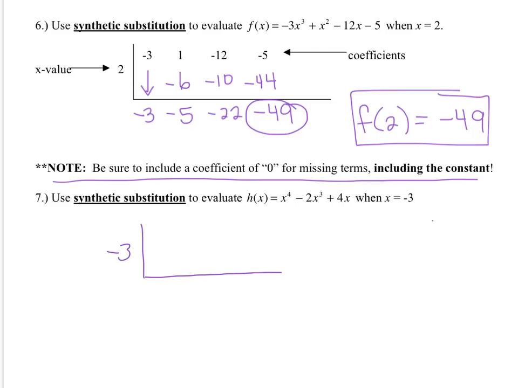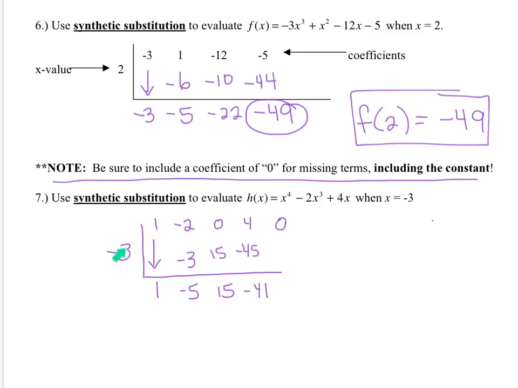So that value will be on the outside, and along the top are our coefficients. 1, because it was 1x to the 4th, then negative 2, and then again we're going to add that 0 in there for that placeholder for the x squared, 4, and then again that placeholder for the constant. So the process is you drop the first number down straight below, and then you're going to multiply negative 3 times 1, and that'll go underneath the negative 2. And then we'll add negative 2 and 3. Then we'll multiply negative 3 and negative 5, and add 0 and 15. And then we'll multiply again, negative 3 and 15 is negative 45. We'll add 4 and negative 45 to get negative 41.